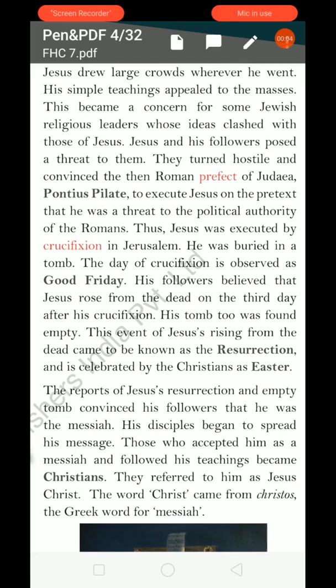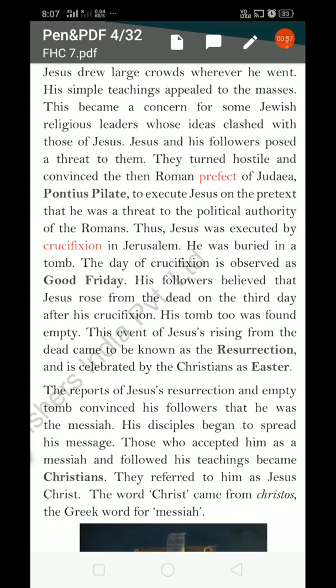They turned hostile and convinced the then Roman prefect of Judea, Pontius Pilate, to execute Jesus on the pretext that he was a threat to the political authority of the Romans. Thus, Jesus was executed by crucifixion. Crucifixion means सूली पर चढ़ना. In Jerusalem. He was buried in the tomb. The day of crucifixion is observed as Good Friday.